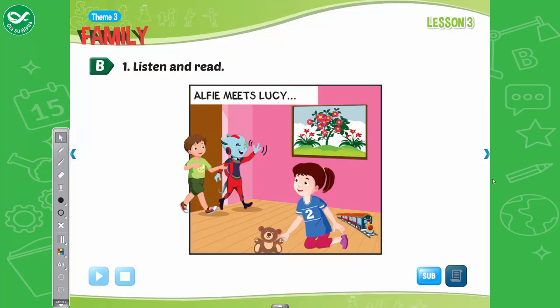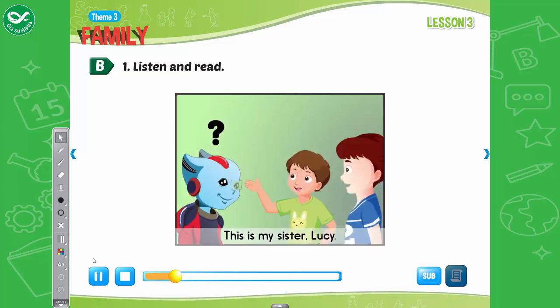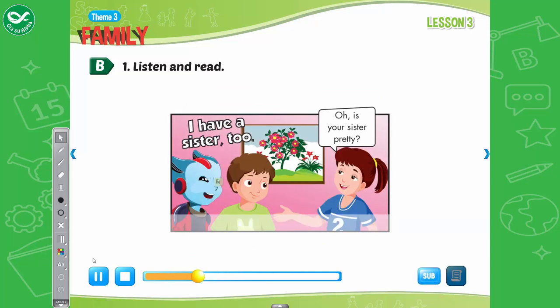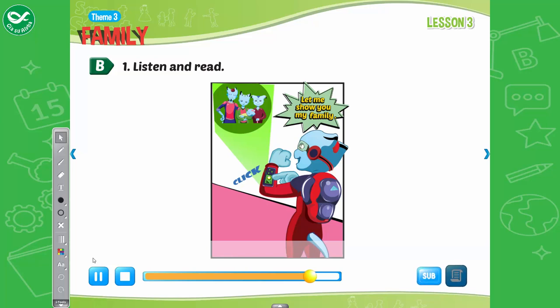B. 1. Listen and read. Alfie meets Lucy. This is my sister, Lucy. Hi, Lucy. I have a sister, too. Oh, is she pretty? Yes, she is, and she's young. And your mother, Alfie, is she tall? No, she isn't. She's short. And your father, is he tall? Yes, he is. Let me show you my family. Here's my father, my mother. Wow.